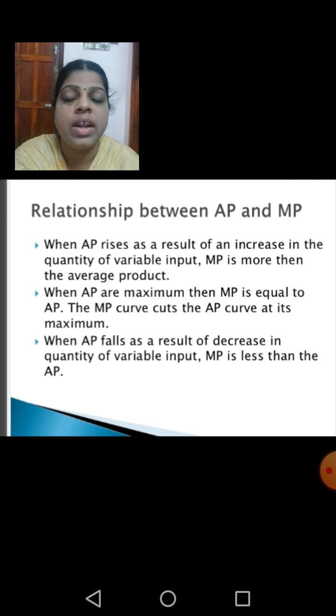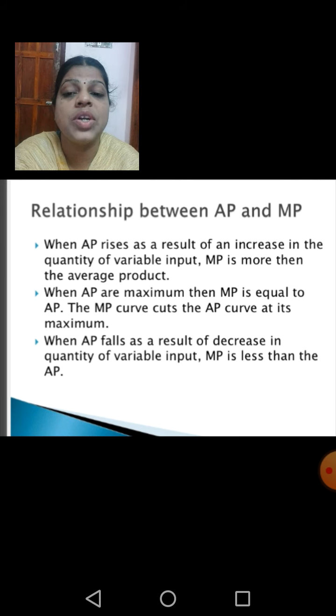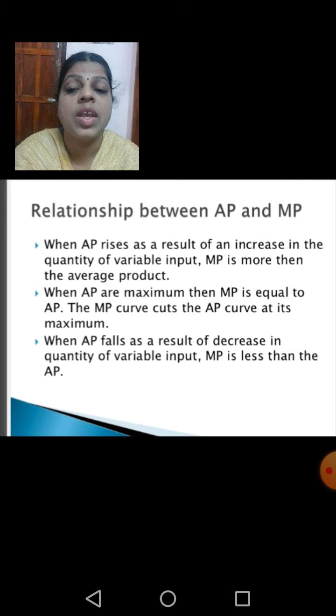Children, understand it? That is, when average product, that is AP, rises as a result of an increase in the quantity of the variable input. We told that we are combining the variable as well as the fixed inputs, right? So here also, when AP rises as a result of an increase in the quantity of the variable input, what happens to MP? Yes, MP is more than the average product.